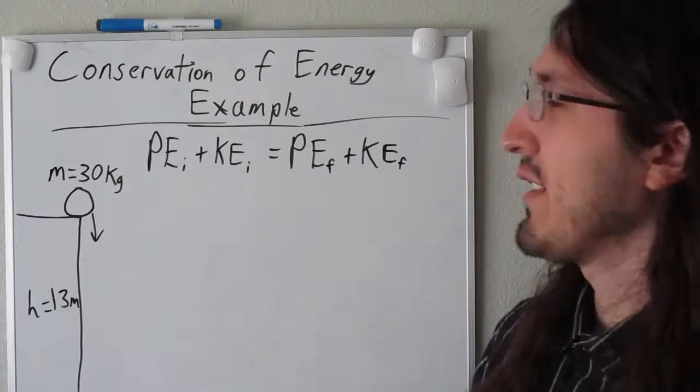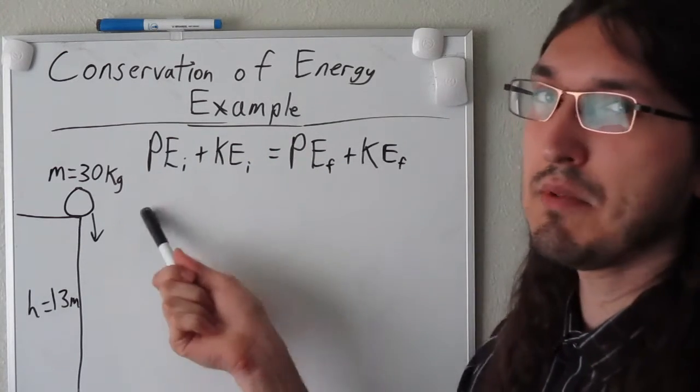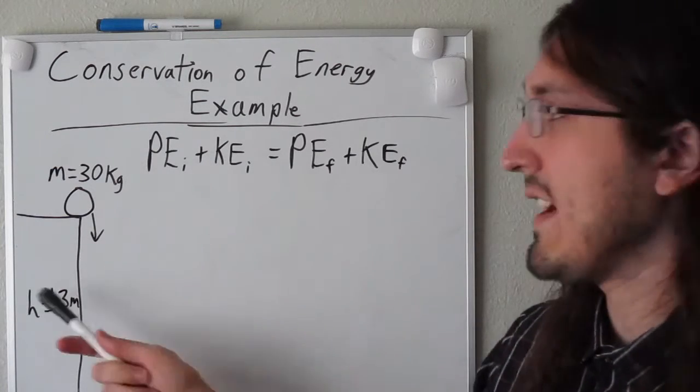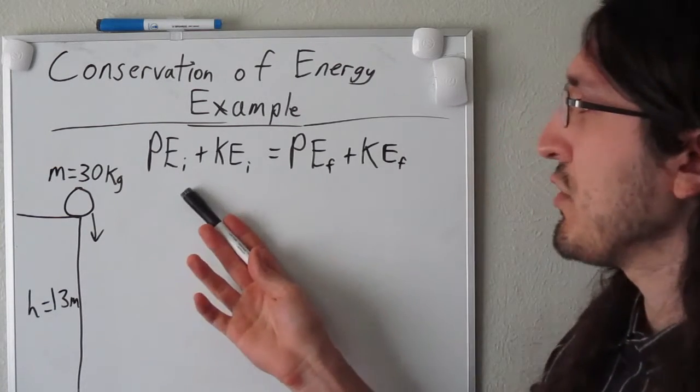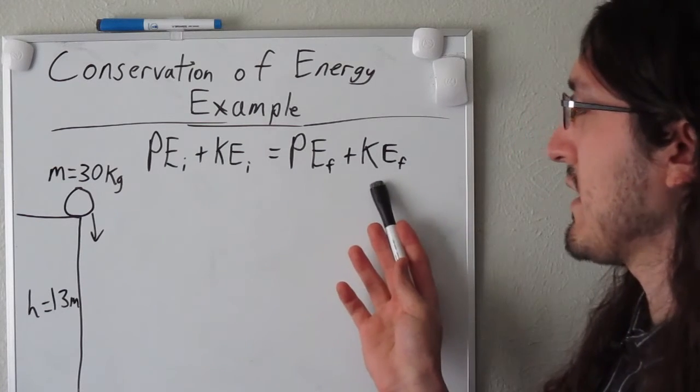Welcome back, students. In the last video I was covering the conservation of energy, and I did an example like this where I had an object falling off of a cliff and I gave you the mass and the height. We verified that the potential initial plus kinetic initial was equal to the final potential plus final kinetic.